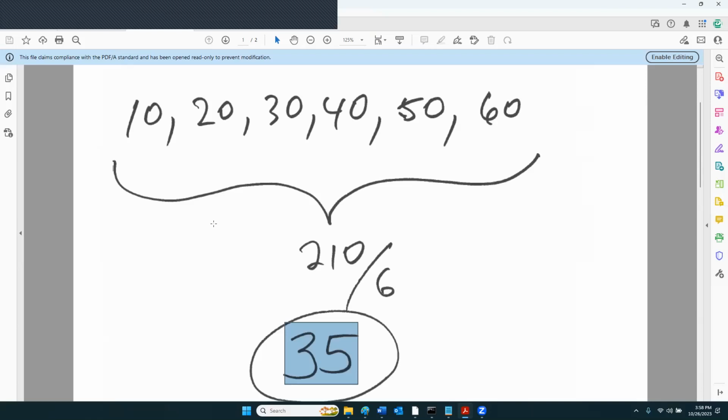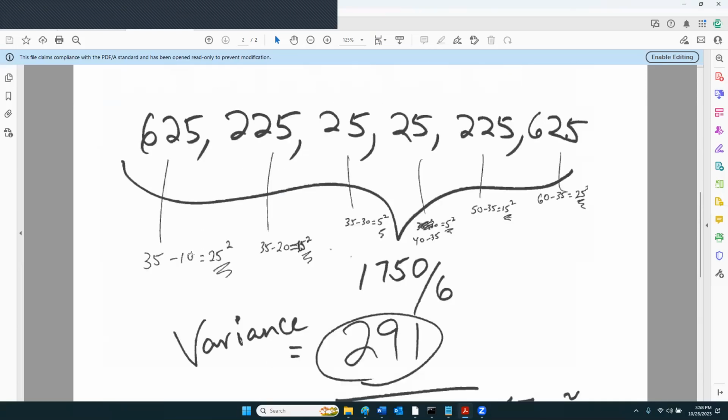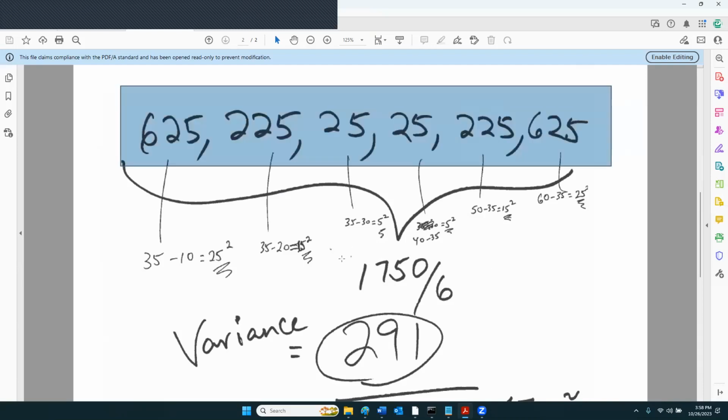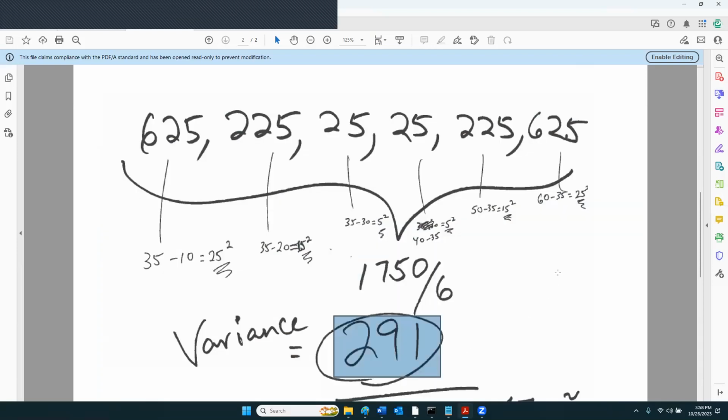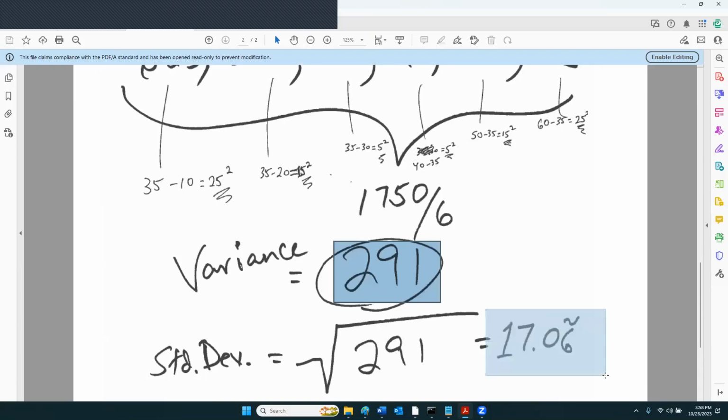If I square those differences, what I get is this. I have 25 squared, that's 625. I have 15 squared, where the 20 minus 35 is, that's 225. I have 5 squared, that's 25. And 40 minus 35 is 5, squared is 25. Then 225 and 625. Now if I add all of these up, I get 1750 and I divide by 6. That's called the variance. And if I take the square root of the variance, that gives me the standard deviation.